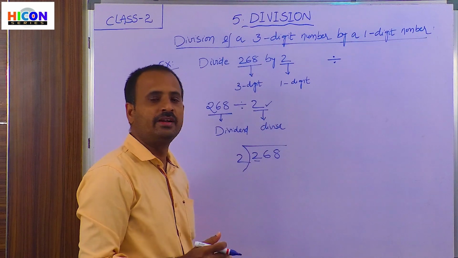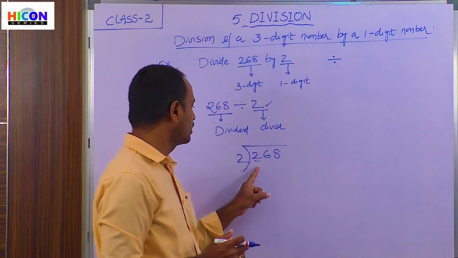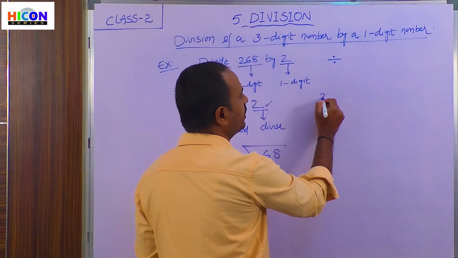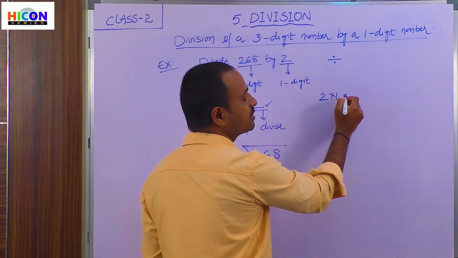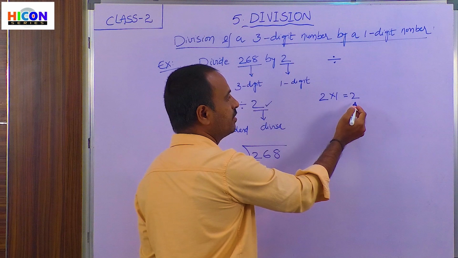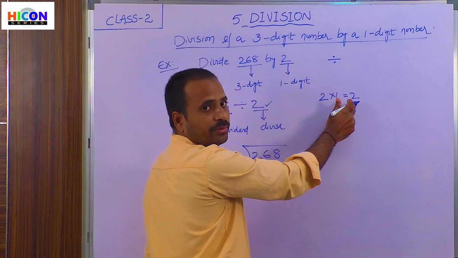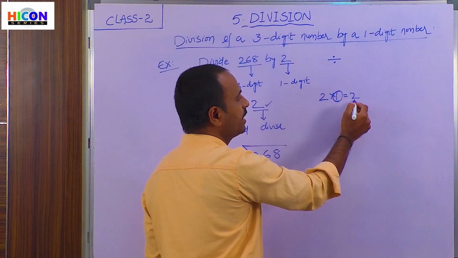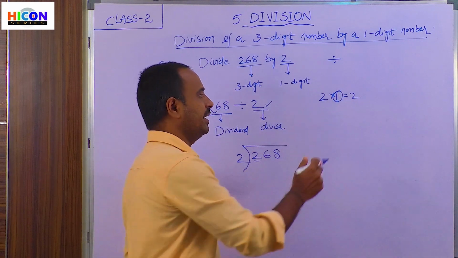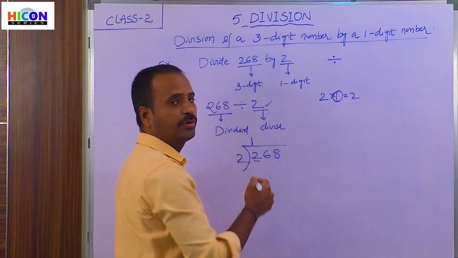Now let us find when the number 2 comes in the second table. Let us recall the second table. If you take one time, that is 2 ones are 2. So children, see, you got the number 2 in the second table. How many times did we take to get the number 2? We took one time. So write 1 in the quotient above the dividend.